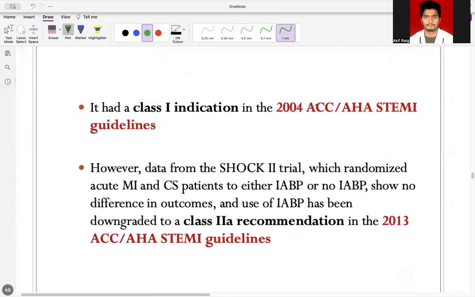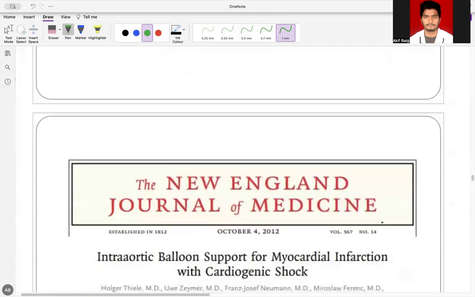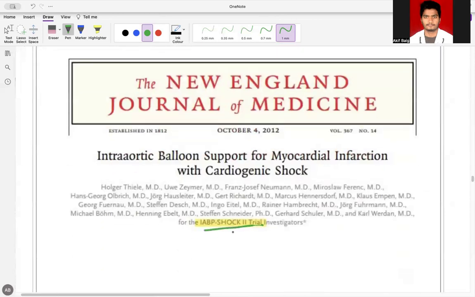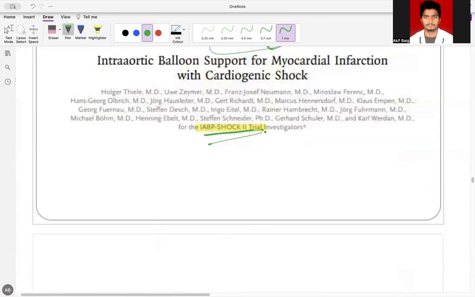Previously, the IABP had a class 1 indication in the 2004 STEMI guidelines. Later on, after the SHOCK II trial, which randomized patients with acute MI and cardiogenic shock to either IABP or no IABP, it showed that there was not much difference in outcome, and the guidelines then gave a class 2 recommendation in 2013. This was the IABP SHOCK II trial, which was published in NEJM on October 4, 2012.